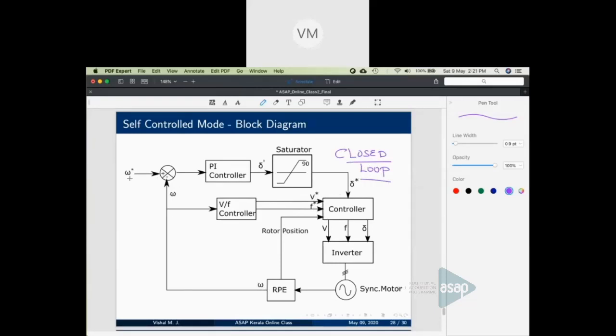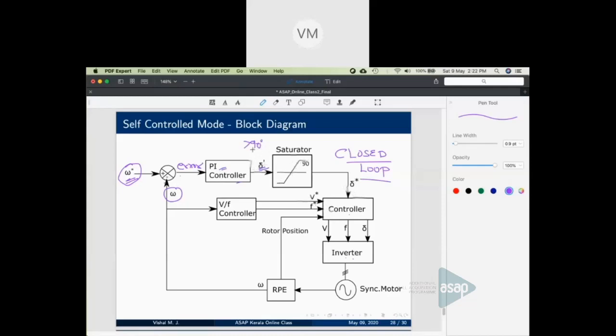So you have your speed command, your desired speed omega star. Actual speed comes from the rotor position encoder connected to the synchronous motor. An inverter is connected, a controller is governing the inverter, and here the speed error comes. A PI controller operates on the speed error, produces delta prime. Since it is a PI controller, the delta prime may go beyond 90 degree, say, let's say 105 degree. We cannot give it because if it exceeds 90 degree, the machine will fall out of step. So we use a saturator to limit it to 90 degree.